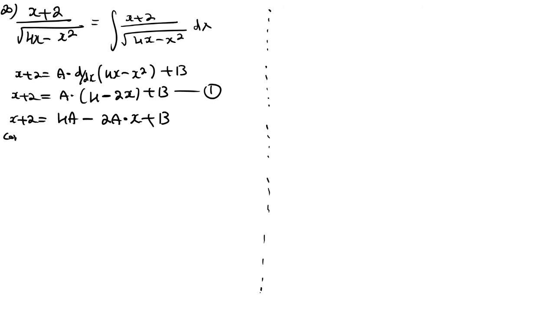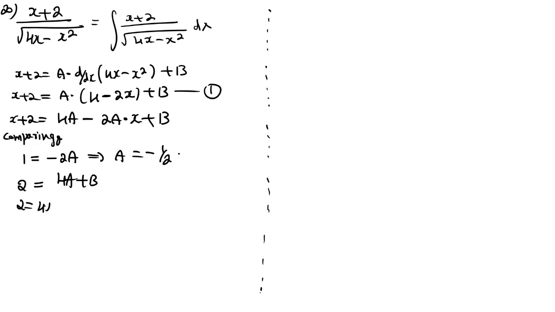Then comparing, first take the coefficient of x. What's the coefficient of x? Left hand side 1 equal to, here the coefficient of x is minus 2a. Okay, right? This implies a value equal to minus 1 by 2. Calculate b value. Comparing the constant terms, b value 2 is equal to, the constant term here is 4a and one more constant term, that is b is there. So 2 equal to 4 into a value, which is minus 1 by 2, plus b.